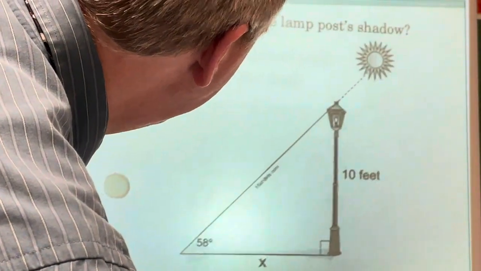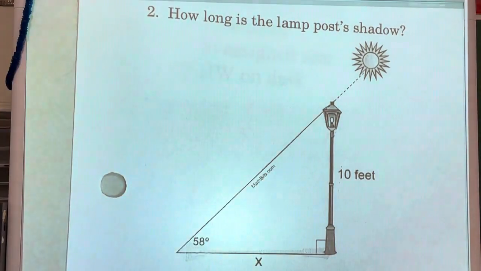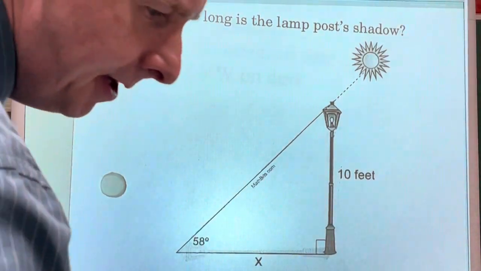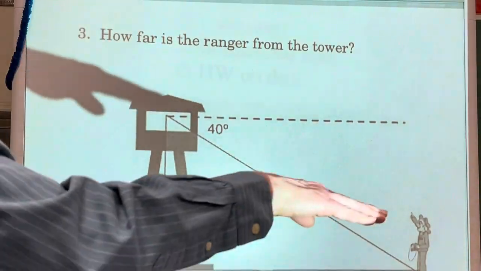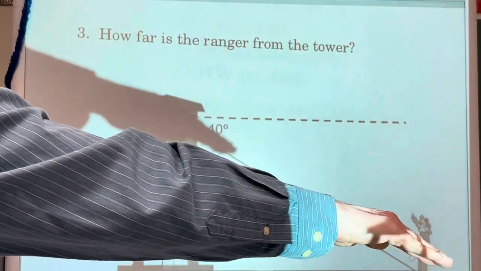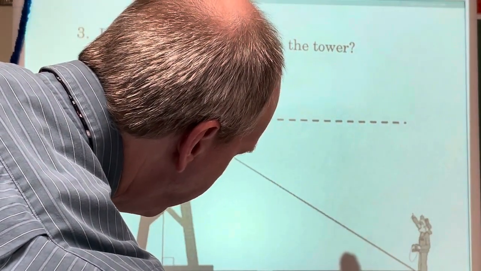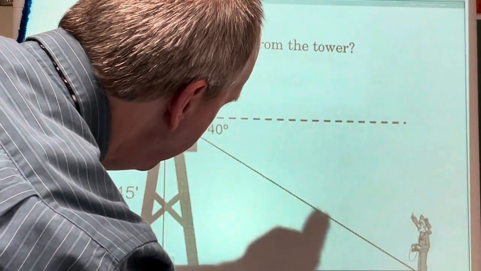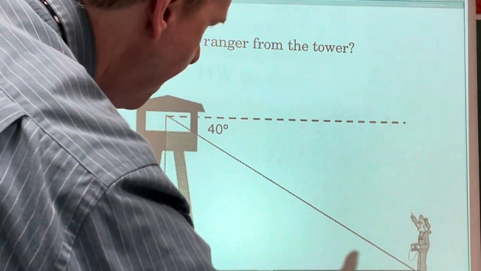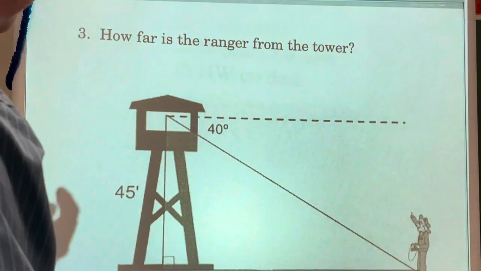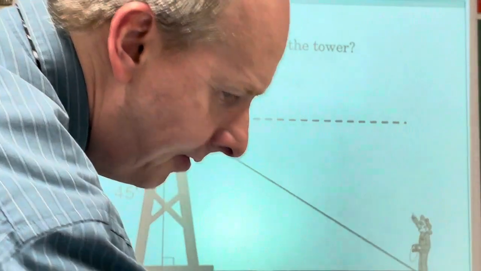All right, if you're stuck on number 2, here's your angle. This is opposite, this is adjacent. Figure out which ratio you're using. Number 3, angle of depression is 40 degrees. Well, this angle here is 40 degrees also. They are alternate interior angles, if you remember that from geometry. So if that's 40, that's 40. You're looking for the opposite and adjacent.